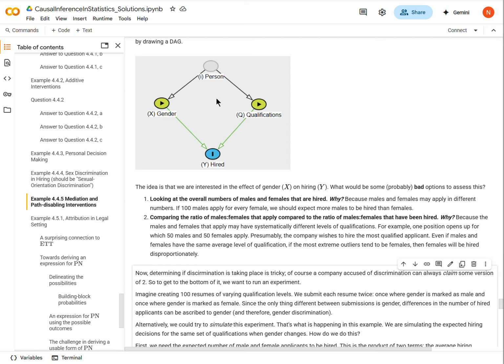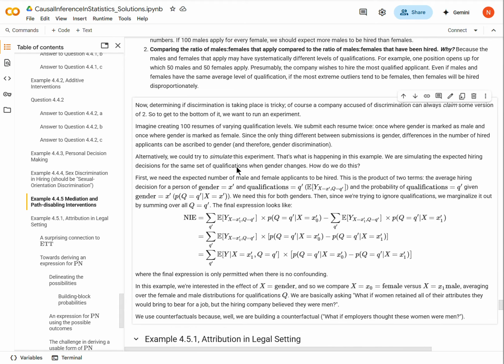So if you're familiar with linear regression, one way that you could do that is just to simply run a regression and then look for the coefficient on gender here. But what the book is trying to do is give a much more general treatment of this that does not rely on the assumptions that come along with using linear regression. Okay, so how are we going to do this?